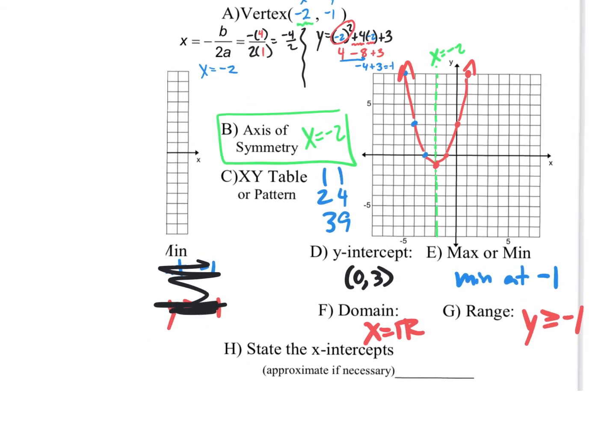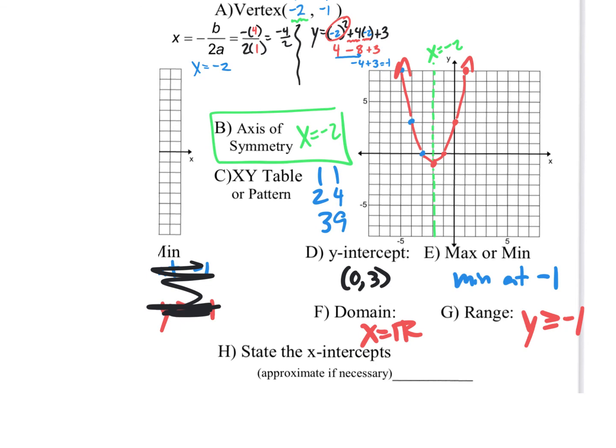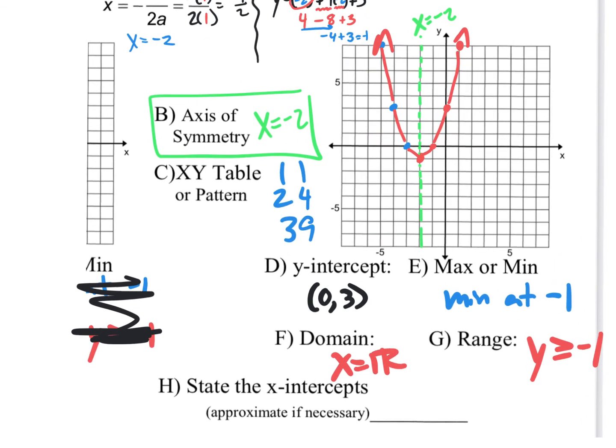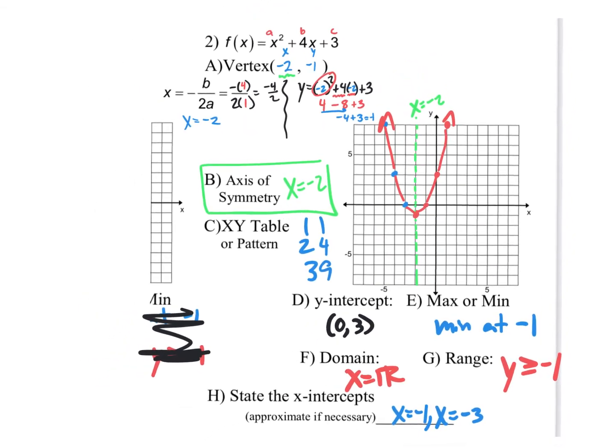Now, the only new thing here, the x-intercepts. What are the x-intercepts of this parabola? x equals negative 1, also x equals negative 3, right? Those are your two answers, your two solutions, your two roots, your two x-intercepts, whatever you want to call them, your two real zeros. Again, all those words mean the same thing. So, that's it.